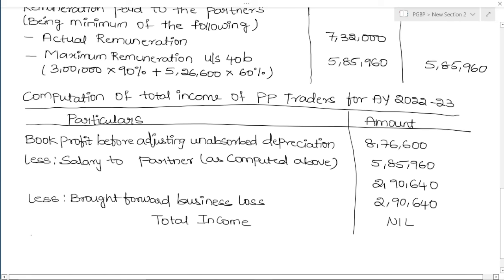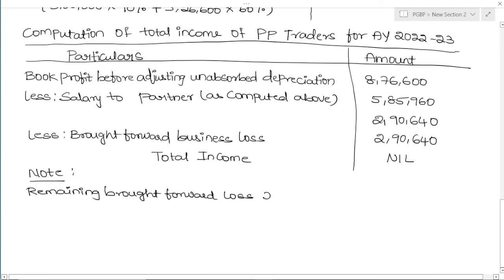Now we completed the problem. One more line we will write as a note. Note: remaining brought forward loss. Now what is the total loss? 8 lakhs. From that 2,90,640 is adjusted, correct? So the balance remaining brought forward loss is 5,09,360. So in the note we are writing remaining brought forward loss rupees 5,09,360.